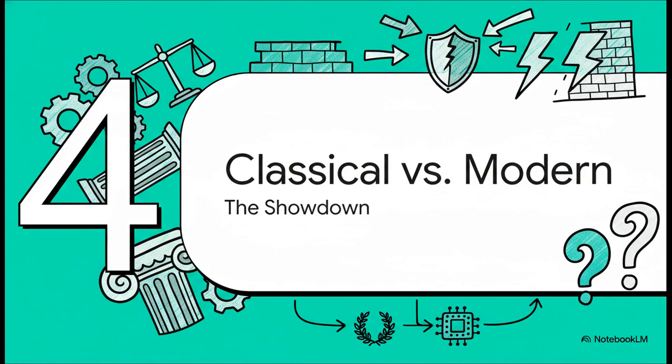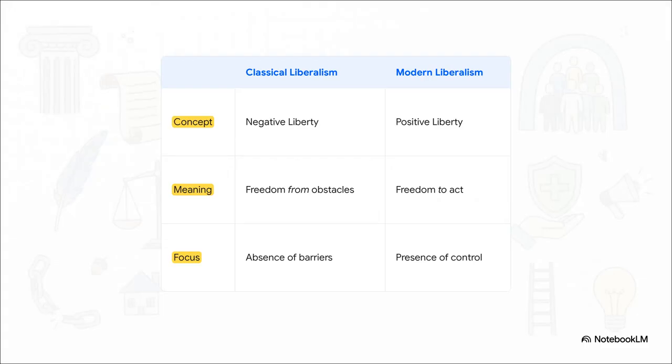Okay, let's do it. Let's put these two branches side by side. This is where that family feud gets really clear. And for any political science student, understanding these differences is absolutely crucial. So the biggest, most fundamental fight between them is over the very meaning of the word liberty. Classical liberals are all about negative liberty. That's freedom from outside barriers. But modern liberals focus on positive liberty. That's the freedom to actually achieve your potential.